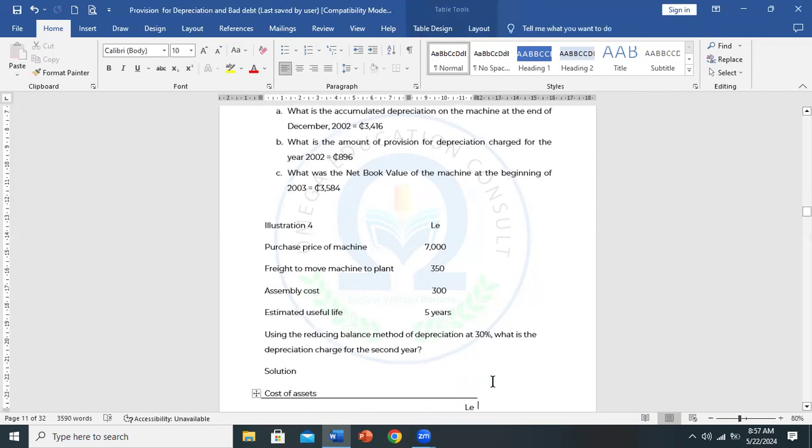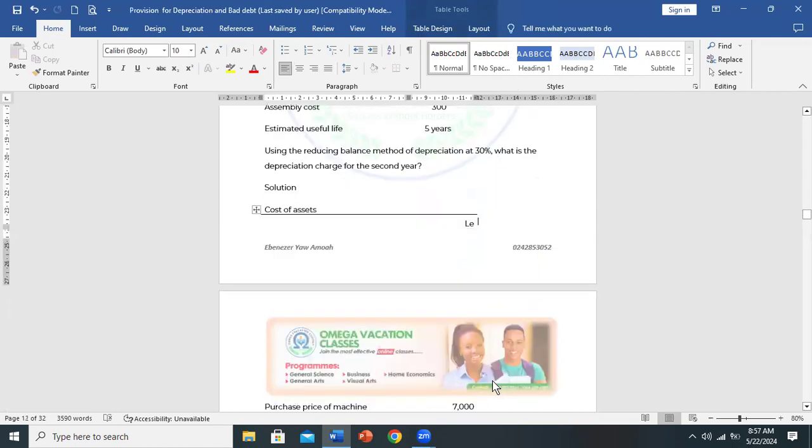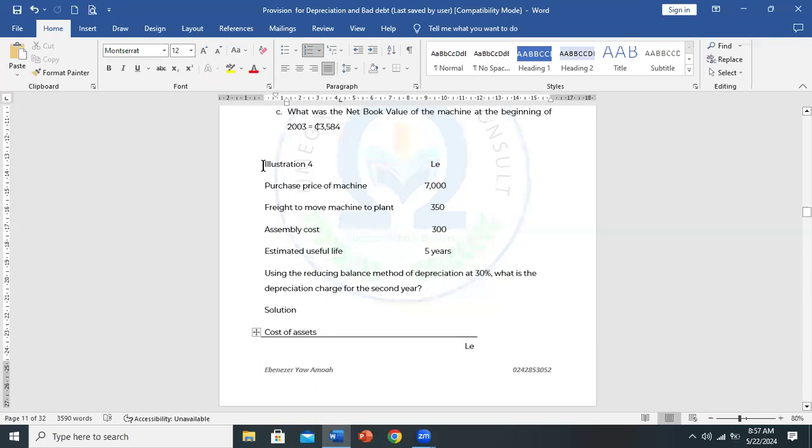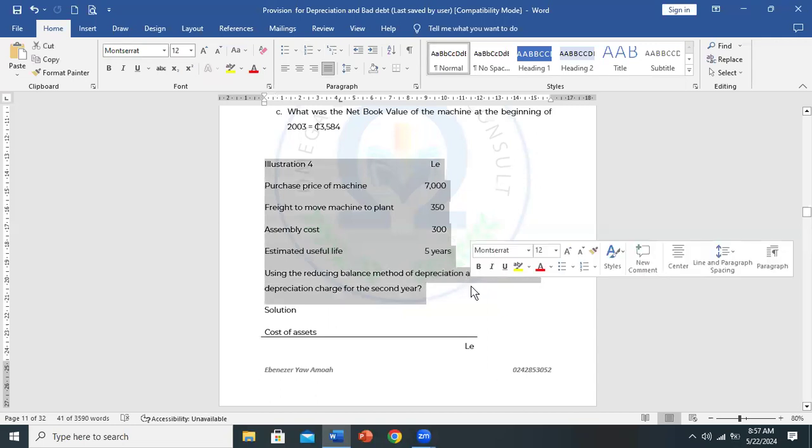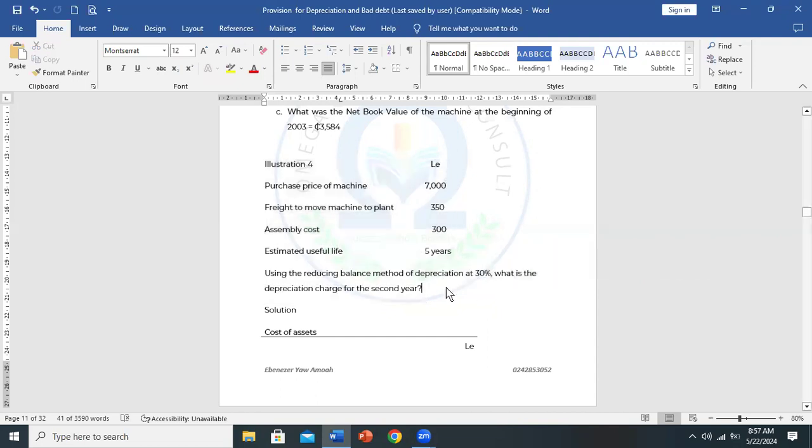Okay, I believe we can look at this second question. So we have here the purchase price of a machine, 7,000. Freight to move machine to plant, 350. Assembly cost, 300. Then we are given estimated useful life, 5 years. Using the reducing balance method of depreciation at 30%. What is the depreciation charge for the second year?